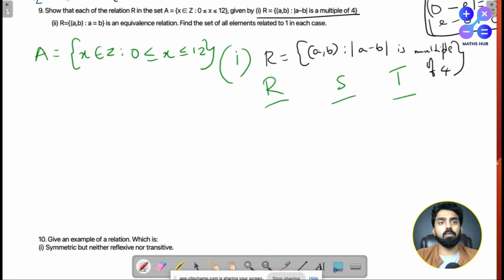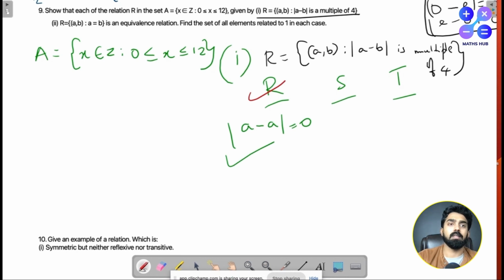So if you see whether it's reflexive: if A minus B is a multiple of 4, will A minus A be a multiple of 4? A minus A will always be a multiple of 4, right? So the modulus of A minus A will be 0, and that will always be a multiple of 4. So it is reflexive. Is it symmetric?